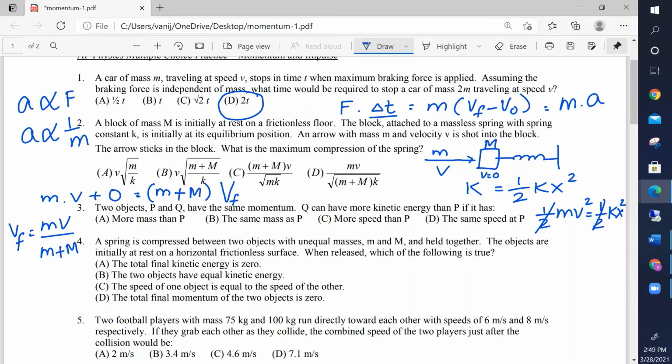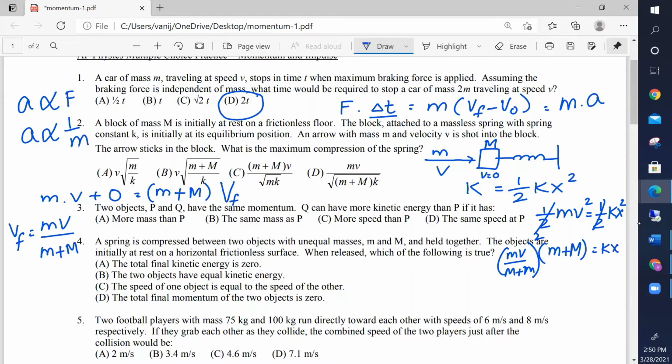Now I can use this final velocity in the kinetic energy and figure out what my x is going to be equal to. So in place of m, I'm going to plug in (m plus m) because it's the combined mass of the two objects, times the velocity squared, and that's going to be mv over (m plus m), whole squared.